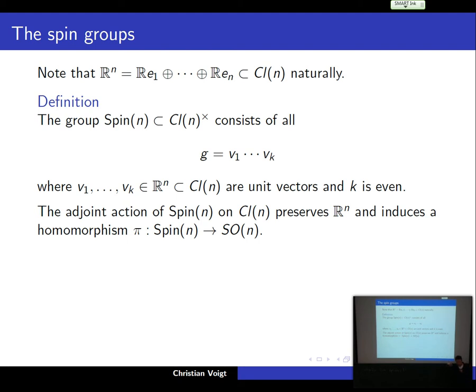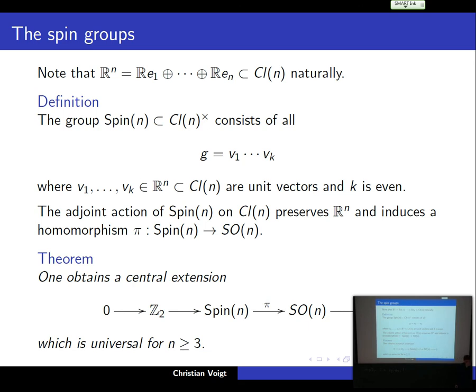Spin n, since it's a subgroup of the invertibles of CLN, acts by conjugation on the algebra itself, and it turns out that it preserves this subspace Rn consisting of the generators. It's isometric on that, and in this way you get these homomorphisms from spin n to SON. And the basic fact is that this realizes the universal central extension of SON for n at least 3. So far, so good. So that's the spin groups.